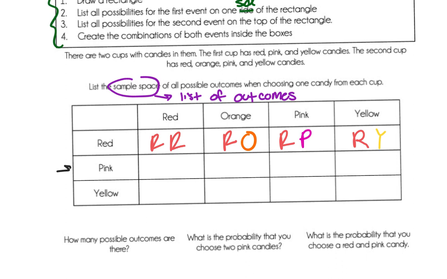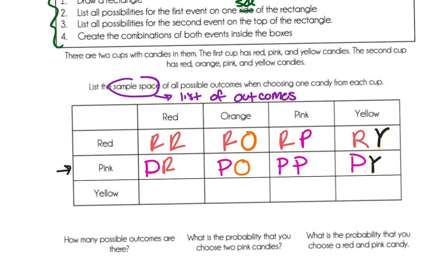Going down to the next option, I could have pink from the first cup, red from the second one, pink from the first one, orange from the second one. I could get pink from the first and the second one. And I could get pink then yellow. I might use black for yellow just because that color is hard to see when you're reading it.